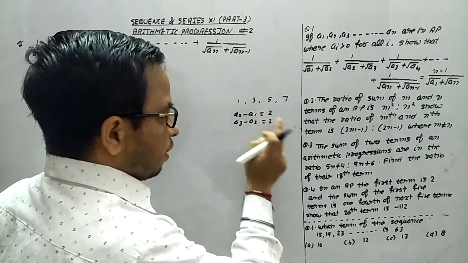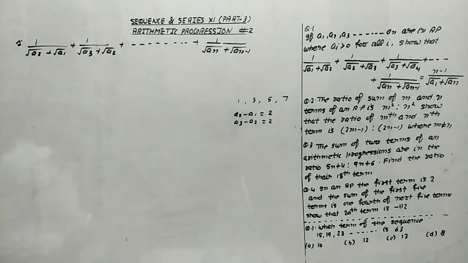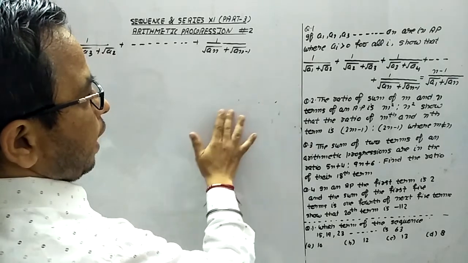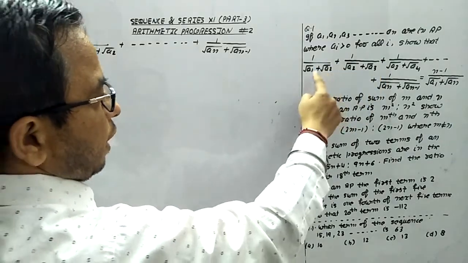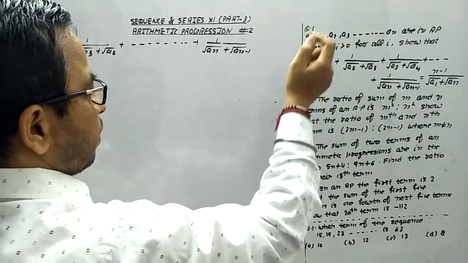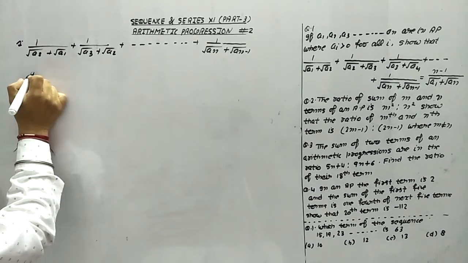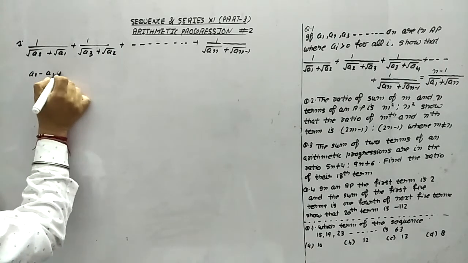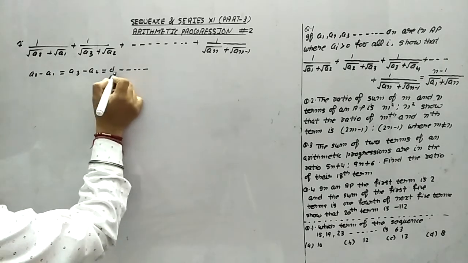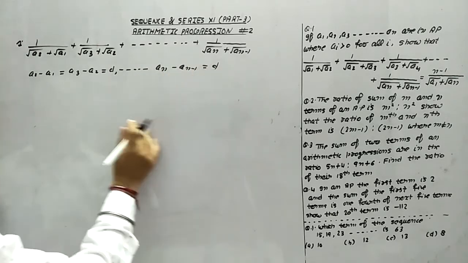D is called the common difference, and normally we will take the first term as A only. Now, on the basis of this, look at this question. We have to show that this is equal to this, and A1, A2, A3 and so on, AN are in AP where Ai is greater than 0. Because all these are in AP, therefore A2 minus A1 is equal to A3 minus A2 is equal to D and so on. What is this? AN minus AN-1 is equal to D.